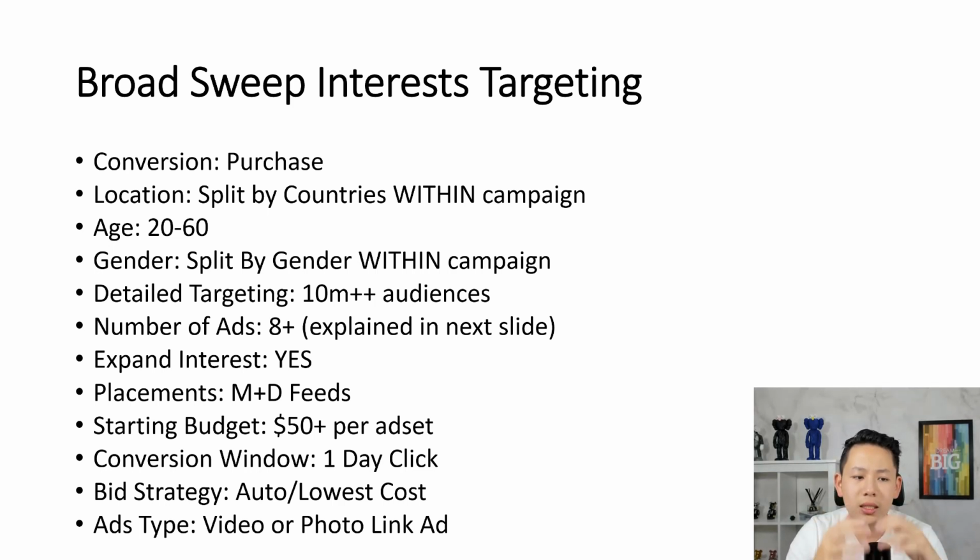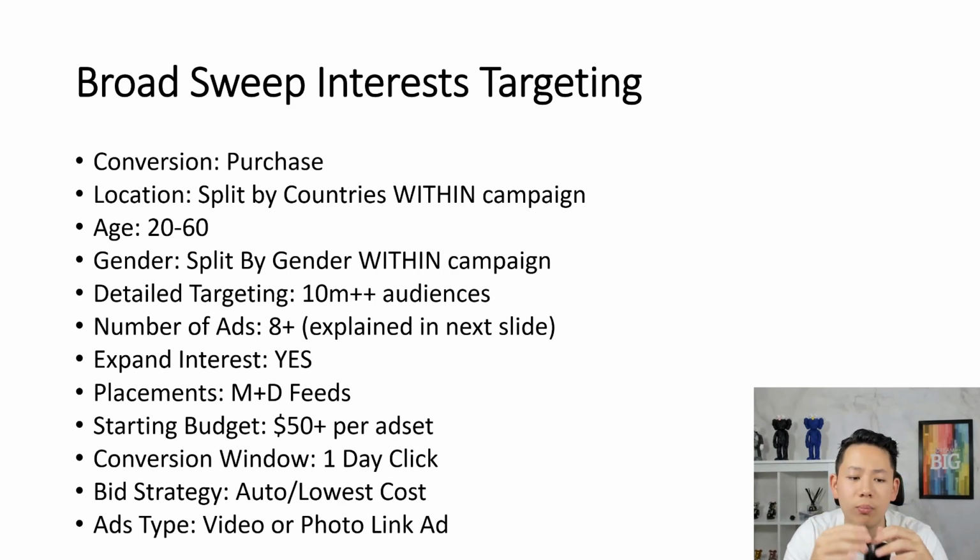Next up, the number of ad sets is around 8 plus, depending on the number of countries you test. This will be explained in the next slide. You'll understand why there will be 8 ad sets within one campaign. So one product will have around 8 plus ad sets. This time around, for expand interest, make sure it's ticked. After it's ticked, it's very common that you see the expected audience go to 8-9 figures, but do not worry about that. As long as expand interest is on, it will work properly.